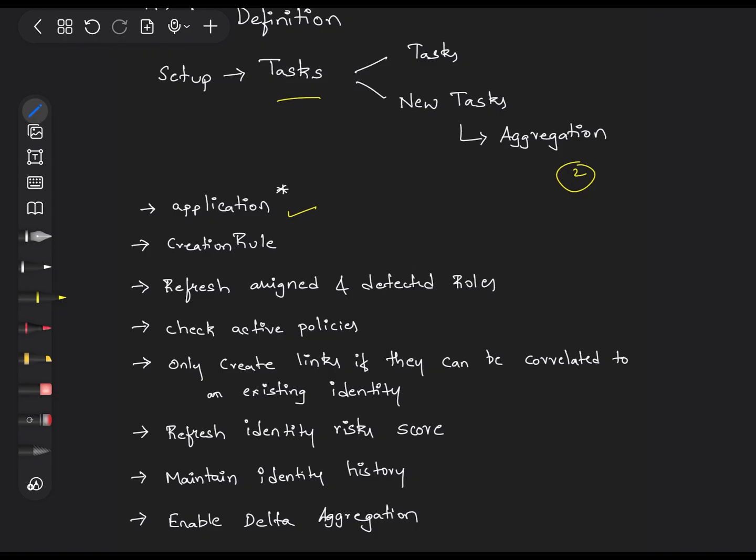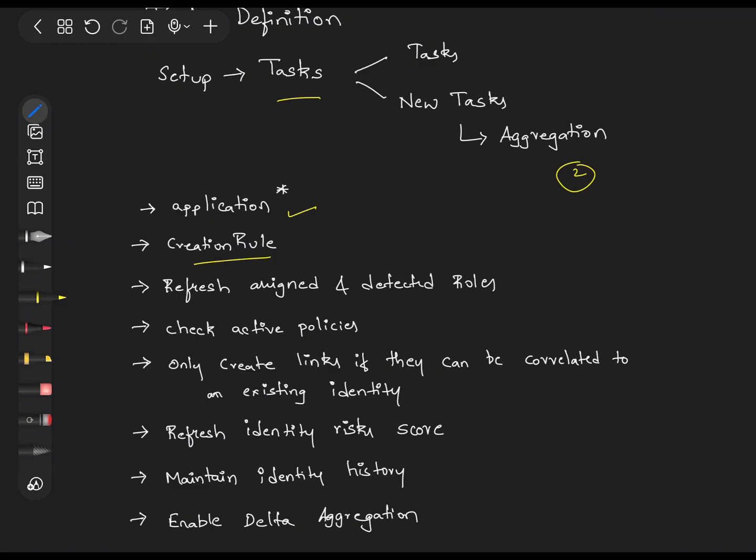Then you have an optional select rule. You can go for a creation rule. It's an optional one. So if you want to trigger some creation rule, you can go for it in the task. Otherwise, you can specify it in the application as well. Then you have refresh assigned and detected roles. It scans for newly assigned or detected roles and records them as entitlements on identity cubes. Then check for active policies. It scans for policy violations and reflects them on identity cubes.